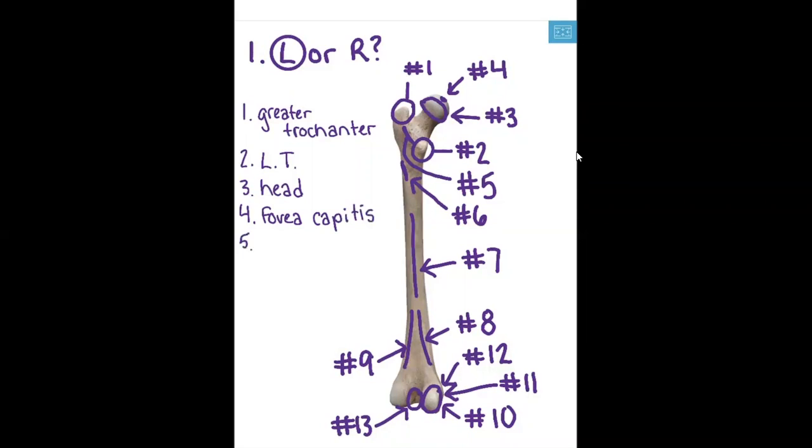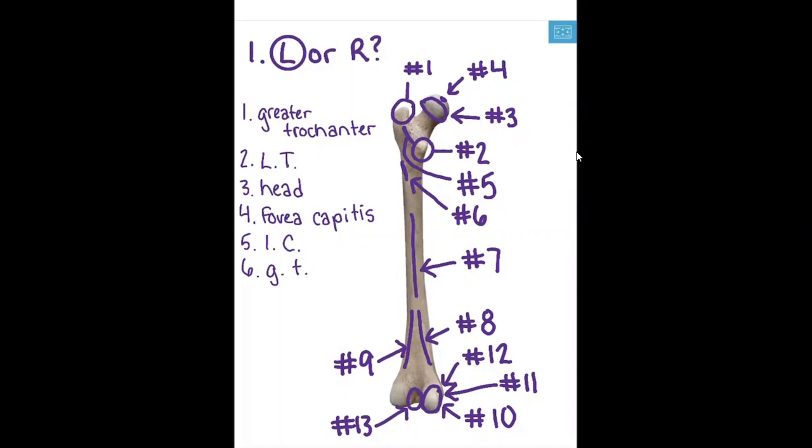Okay, number 5, we have the Gluteal Tuberosity. Oh, I'm already messing up. Ignore me, that's not right. Sorry, I'm looking at the wrong one here. Number 5 is the intertrochanteric crest. Number 6 is the gluteal tuberosity. Sorry for the confusion there.